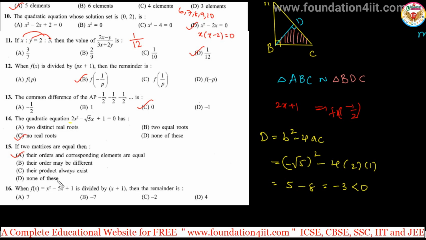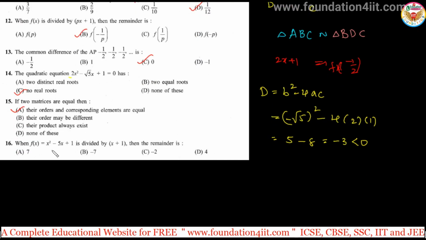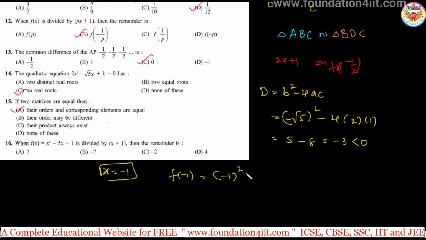And the 16th one: when f of x, x square minus 5x plus 1, is divided by x plus 1, then the remainder is f of x when x is divided by x plus 1. So x is equal to minus 1, you substitute in the question. So f of minus 1: minus 1 square minus 5 into minus 1 plus 1. So 1 plus 5 plus 1. So 7 it is. This is 7.